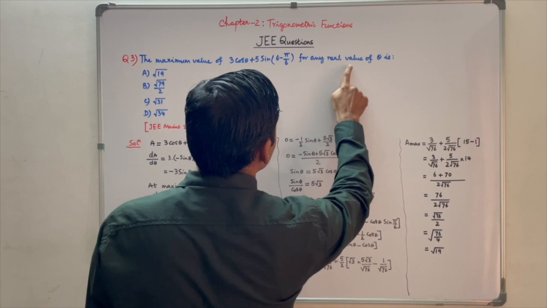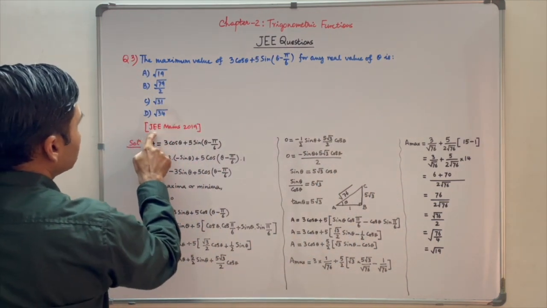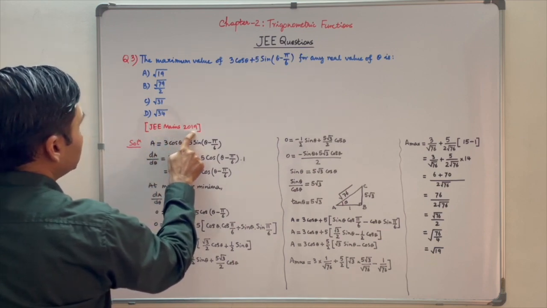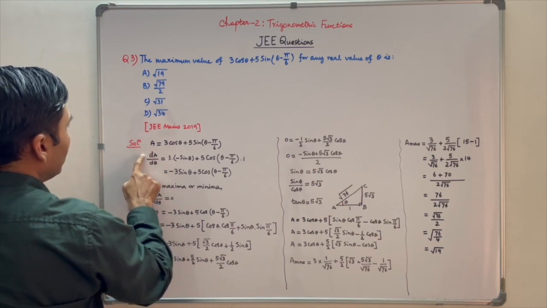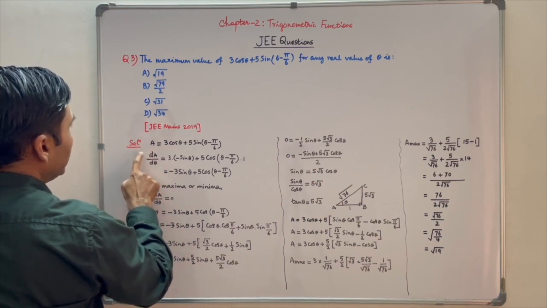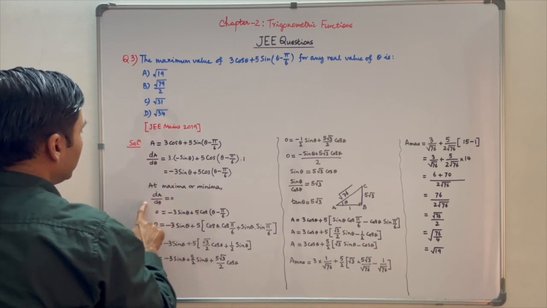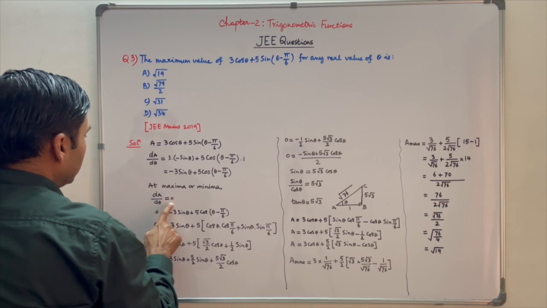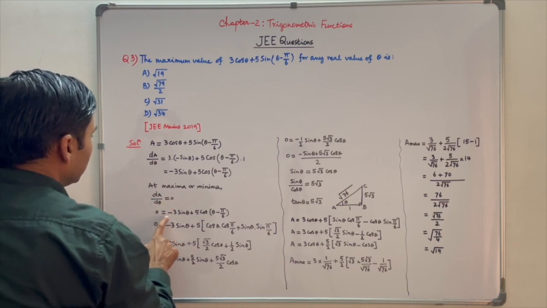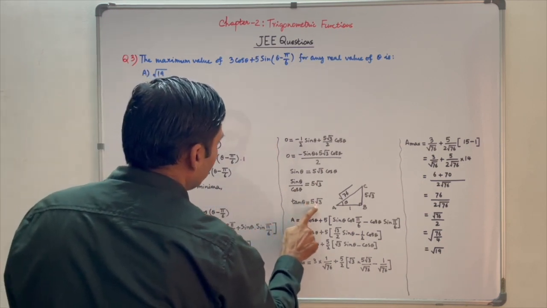Third question, the maximum value of 3 cos theta plus 5 sin theta minus pi by 6 for any real value of theta is. These are the options given. This question appeared in JEE Mains 2019. Suppose the given expression is equal to A. Then slope of tangent at any point is given by dA upon d theta. At maxima or minima, dA upon d theta is equal to 0 because the tangent will be parallel to x-axis. So dA upon d theta is equal to 0 means 0 is equal to this. So this gives tan theta is equal to 5 root 3.